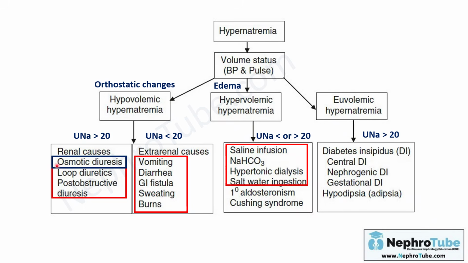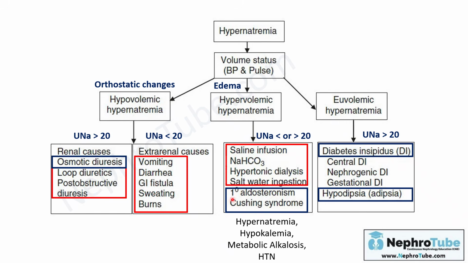For example, osmotic diuresis, primary hyperaldosteronism and Cushing syndrome, and diabetes insipidus, and hypodipsia. Hypodipsia or adipsia is a very rare case. We usually do not see it, and it is more common to be present to our colleagues of psychiatry. So how to differentiate between osmotic diuresis, endocrinal disorders, and diabetes insipidus?